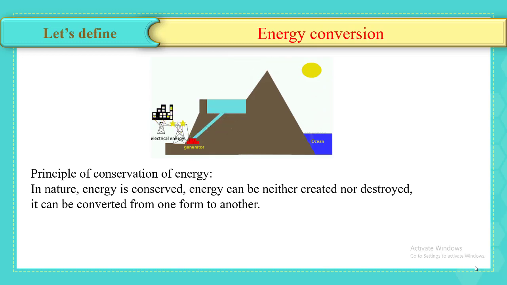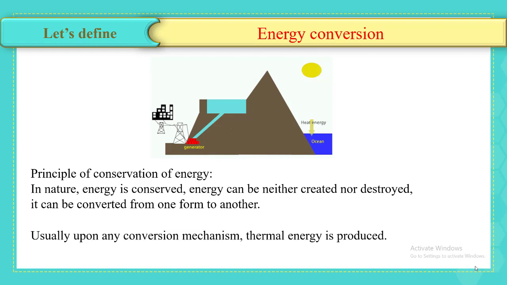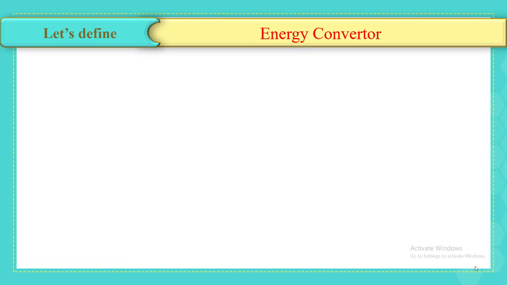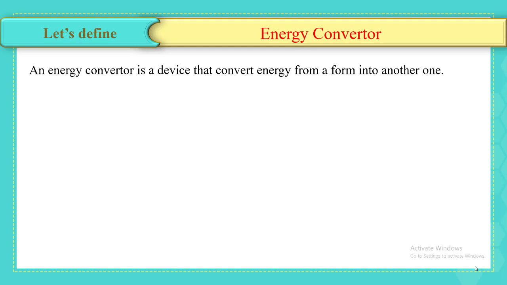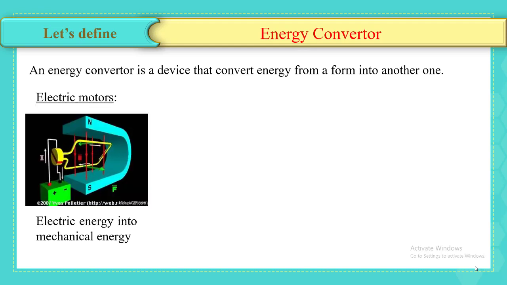And usually for any energy conversion, the thermal energy is produced. Now, what is an energy converter? The energy converter is a device that converts the energy from a form into another one. Herein we list some energy converters. We start by electric motors that convert the electric energy into mechanical energy. And for sure, there is a production of thermal energy. But here we are talking about the received and the useful energy.